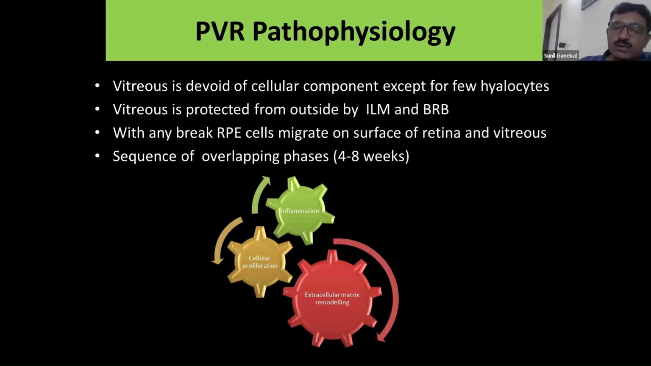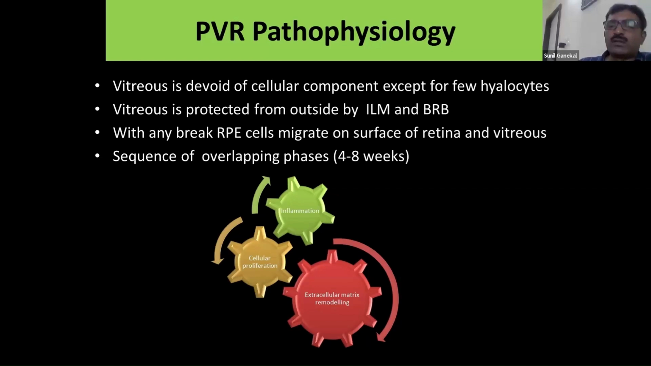As we are all well aware, the vitreous is largely acellular. The only cellular components present in the vitreous are a few hyalocytes. As you know, the vitreous is very well protected from outside by two things. One is the protective internal limiting membrane. The other is the blood retinal barrier. Any breach in either of these two components leads to RPE cells migrating into the subretinal space, subsequently into the vitreous, and causing changes in the vitreous as well as on the pre-retinal surface.